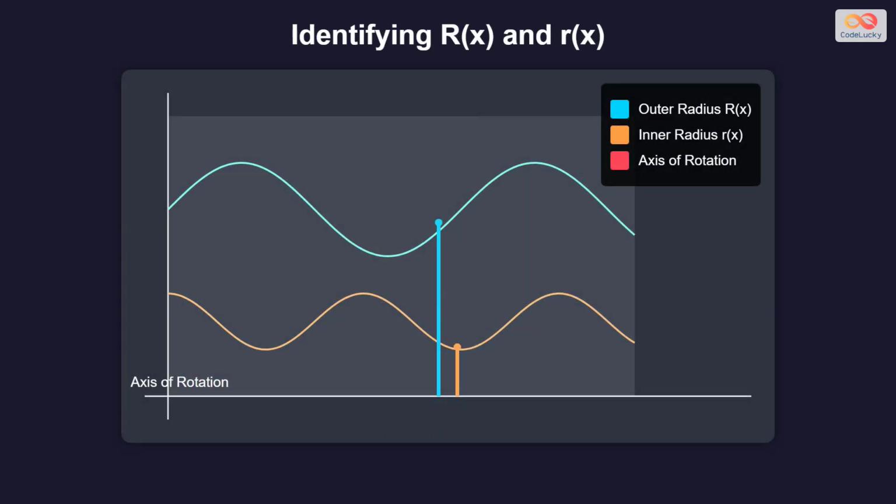The most critical step is identifying your radii. The outer radius, big R of x, is the distance from your axis of rotation to the outermost curve. The inner radius, small r of x, is the distance from the axis to the innermost curve, which forms the boundary of the hole.